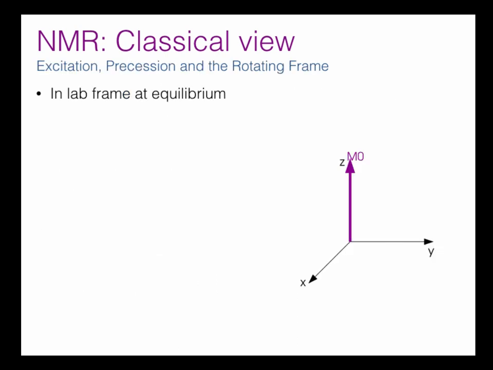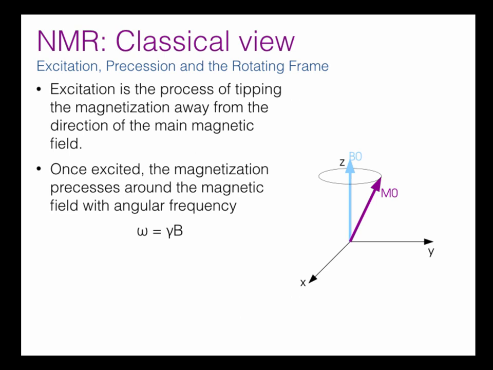So in the lab frame at equilibrium, the magnetization is basically pointing along the direction of the main magnetic field, and we can think of it as being like a rotating vector. If we were somehow able to tip this magnetization away from the main magnetic field at some small angle, it would still rotate, but it would precess around the main magnetic field B naught at omega equals gamma B.